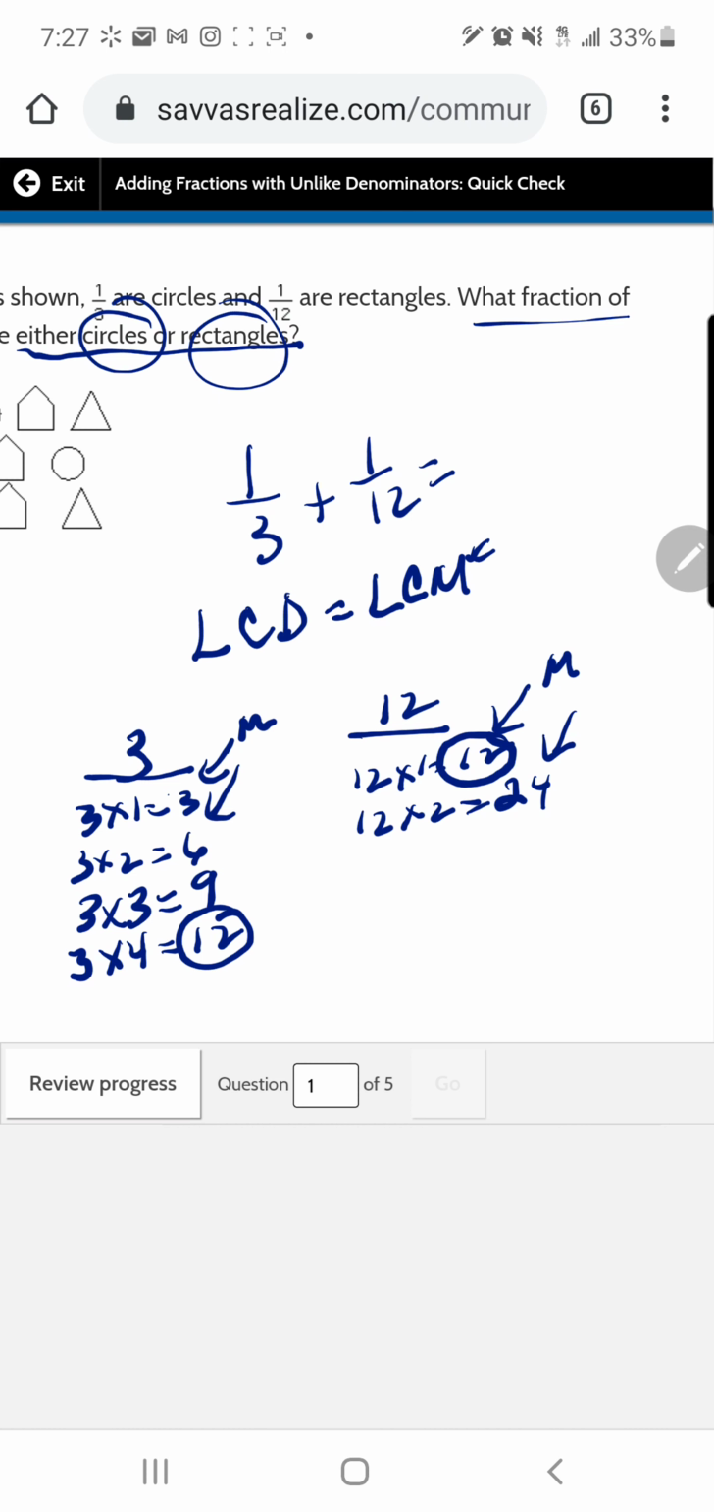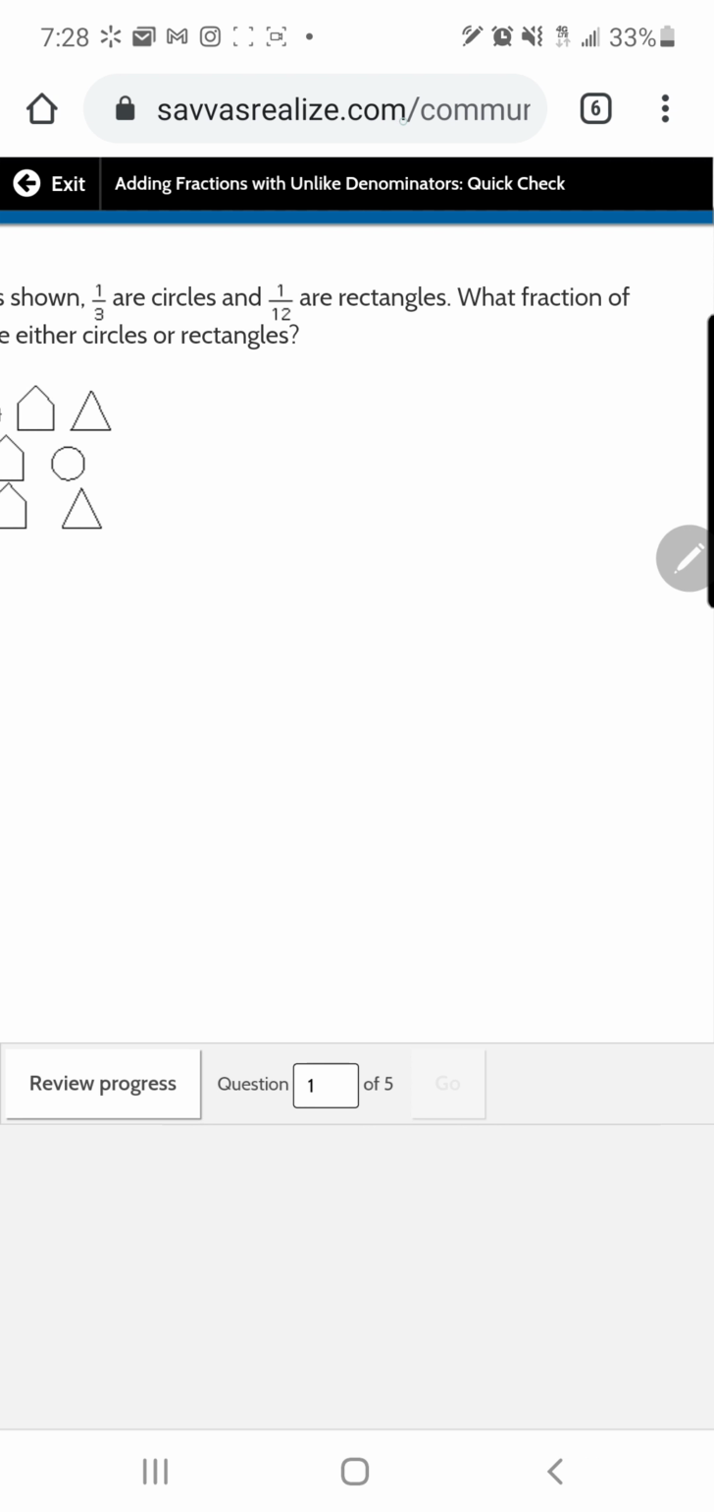I erased everything. Hopefully you will be able to go back, obviously. So I was adding 1/3 plus 1/12, and I found a common multiple, which was 12. That 12 is the one that I'm going to be using to find what we call an equivalent fraction for 1/3 and 1/12.